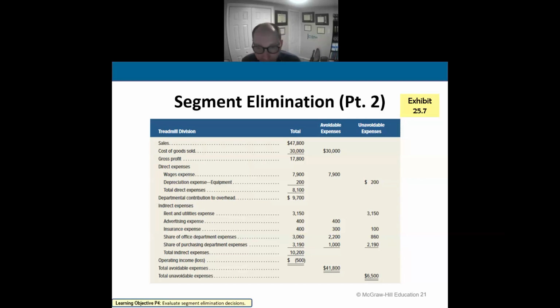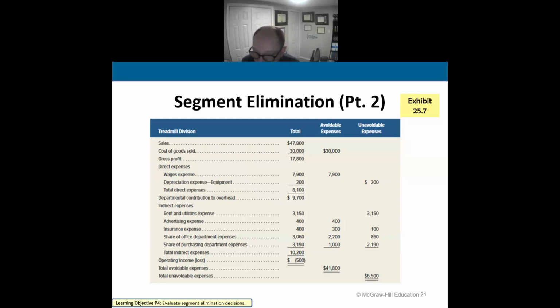So I'm thinking I want to stop selling these treadmills. Well, there are some avoidable expenses. These are the expenses that I will not incur if I stop selling treadmills. I won't have cost of goods sold because I'm not selling them anymore. I won't have direct wages because I'm not making them anymore. I'm still going to have depreciation on my equipment. Okay, so that's an unavoidable expense, depreciation. I'm still going to have rent and utilities, even if I stop making my treadmills.